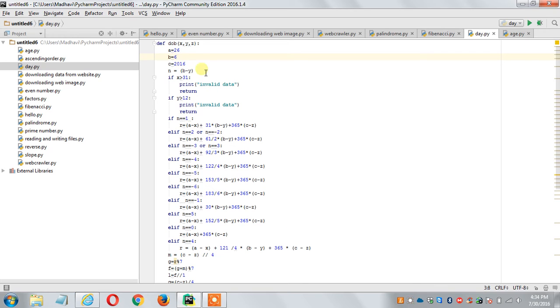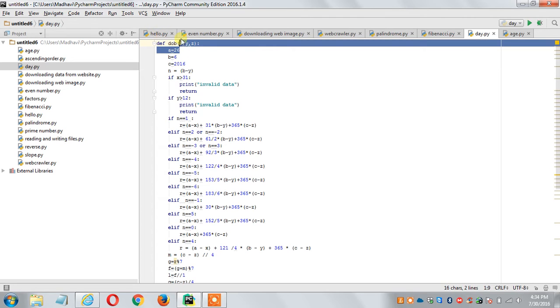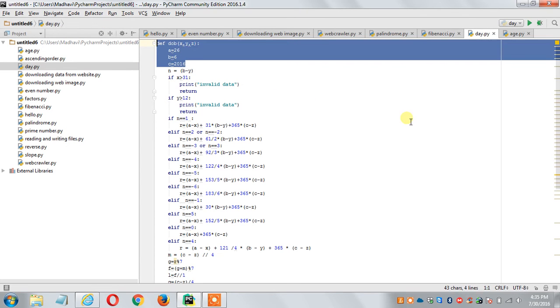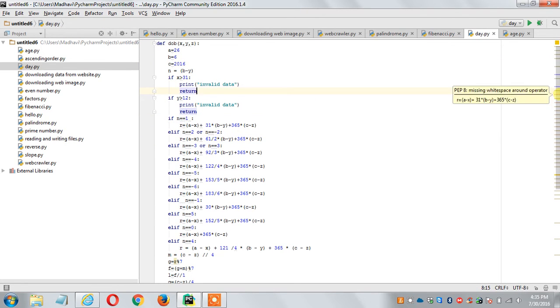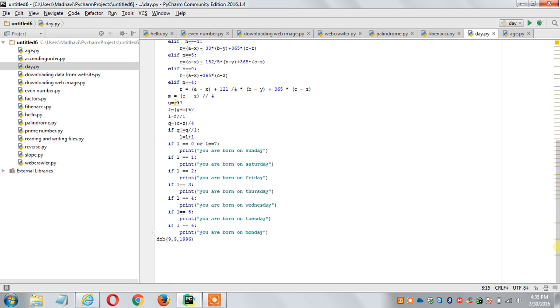Hi guys, in this video we are going to, as you can see, find your day of birth. So day of birth is the day in the week on which you are born. And I am born on Tuesday, and that's the first thing we are going to check if the code is right or wrong. As you can see, it's very long, this code, and it's easy too.